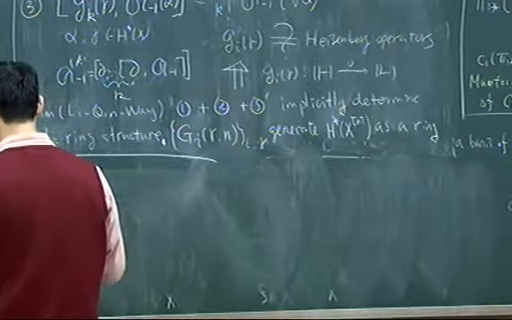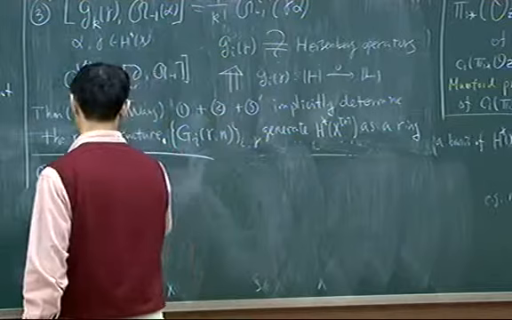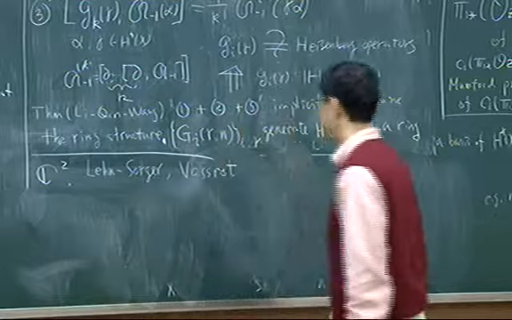First, people do C^2. So X can be non-compact. On C^2, there are two works, Lehn, Sorger, and Vasserot. So they determine the ring.